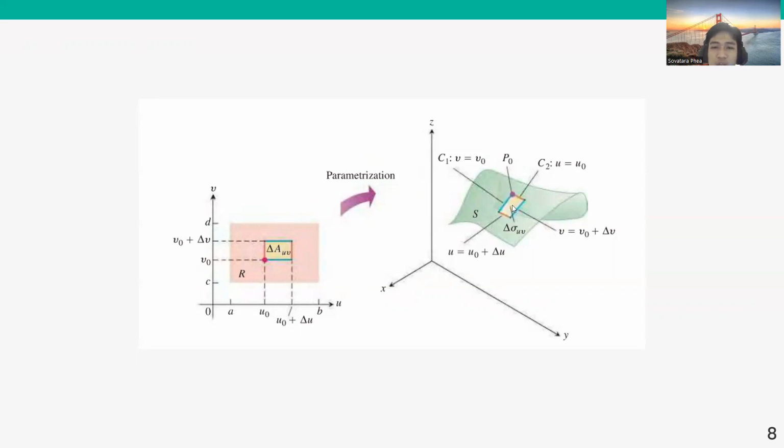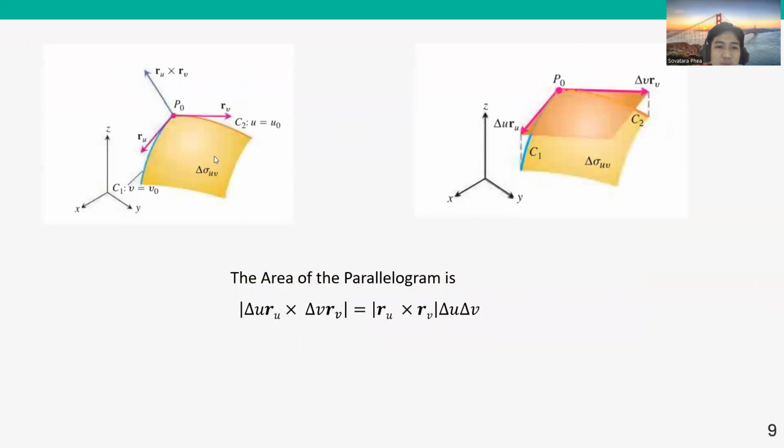So let's look at the yellow rectangle. From the previous point, we said that the surface is smooth if the cross product of the partial derivatives of R over U and over V is not zero. So we assume that this yellow rectangle of the surface S is smooth. If it is smooth, the cross product of the partial derivatives Ru and Rv is not zero. And as you can see here, the yellow rectangle of the surface can be assumed to be a parallelogram.